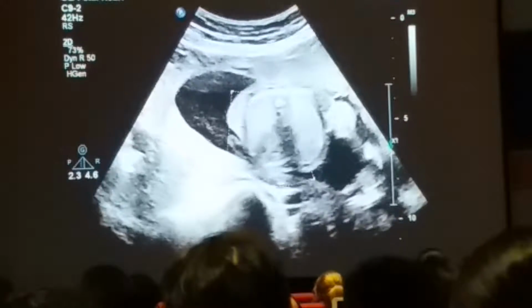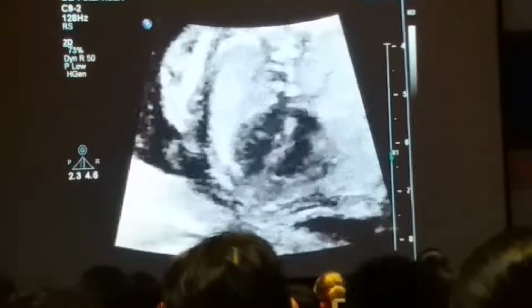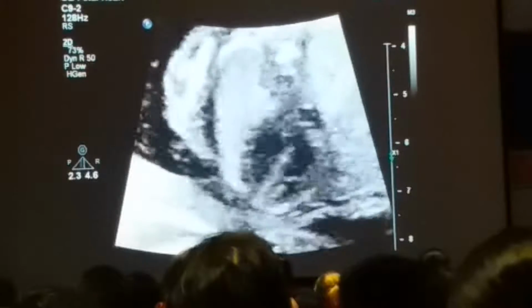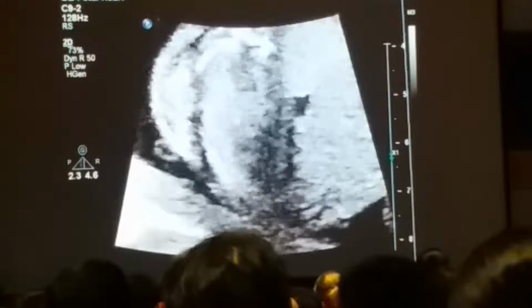Okay, now I want to zoom in on this a little bit more. Let's zoom in on it. Zoom one more time. Okay, so now you see the pulmonary veins. I'm going to turn this around. It's left, right, reversed, so it looks like an echo that we've just seen.